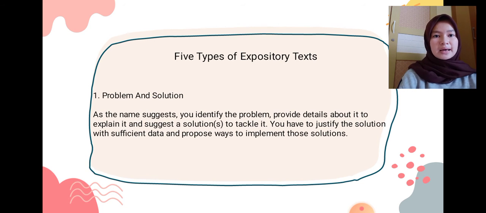First, problem and solution. As the name suggests, you identify the problem, provide detail about it to explain it, and suggest a solution to tackle it. You have to justify the solution with sufficient data and propose ways to implement the solution.